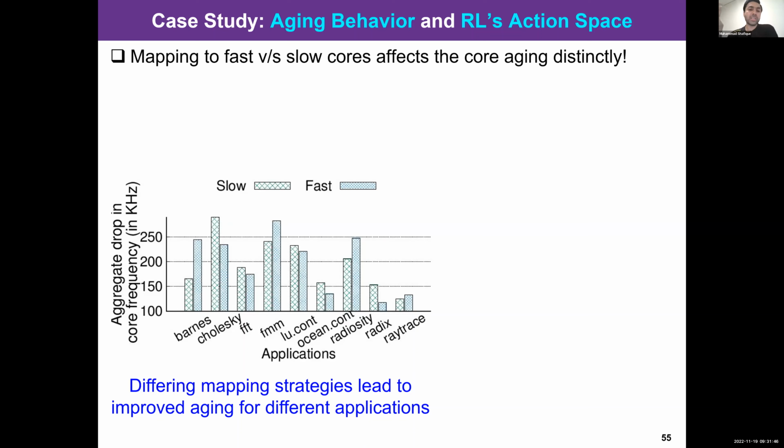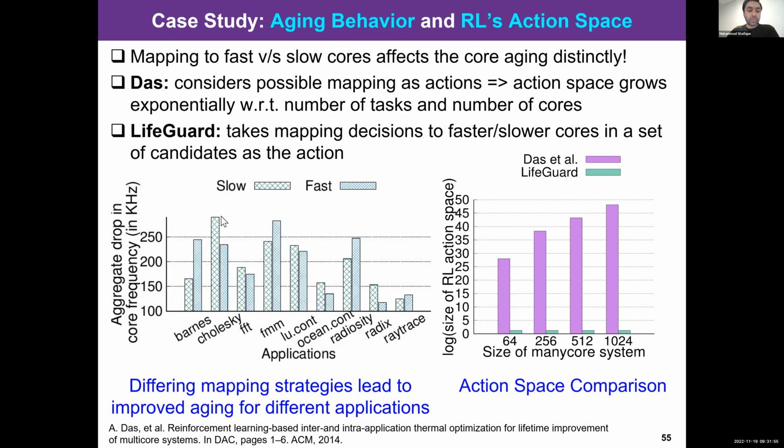an RL-based extension or enhancement of HiMap, but overall it inherently optimizes the internal design flow also. There is a traditional approach which was proposed by Das at DAC in 14, which uses reinforcement learning to take decisions about temperature or thermal optimization, inter-task and intra-task. But what they did is that they formulated the mapping problems as an action. The issue with this approach is that the action space grows very big if your number of tasks and number of cores are very big.